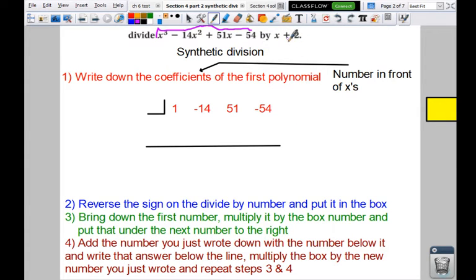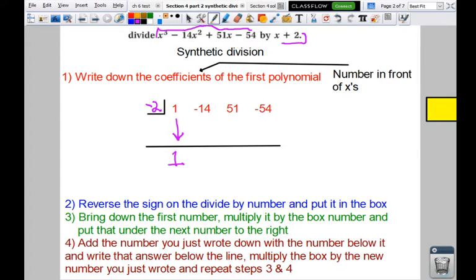So I'm going to take this plus 2 here, and I'm going to flip the sign around and put it in this box right here. So instead of a positive 2, I'm going to go negative 2. These are the steps every time that you do it. Every time you set this up, you're always going to change this plus to a minus or a minus to a plus and put that in this box. We are going to bring down this first number 1 right here. We're just going to drop it straight down below this little line.